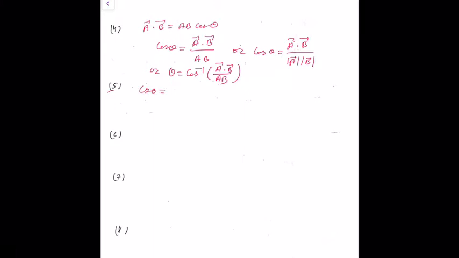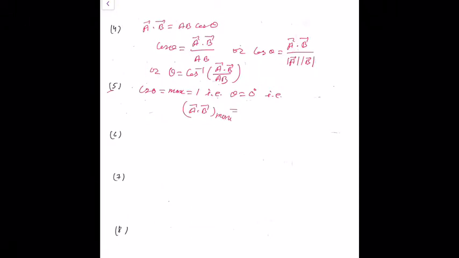Next, fifth, scalar product of two vectors will be maximum when cos theta is equal to maximum, which is 1. That is, theta equal to 0 degrees, that is, vectors are parallel. So A vector dot B vector maximum is equal to AB.